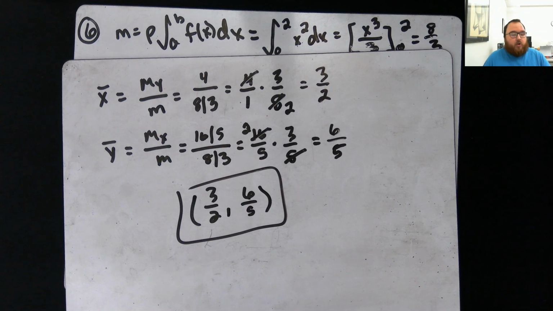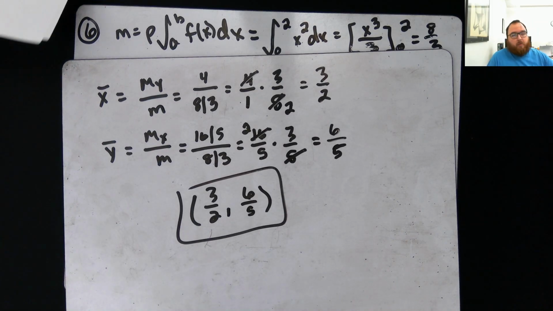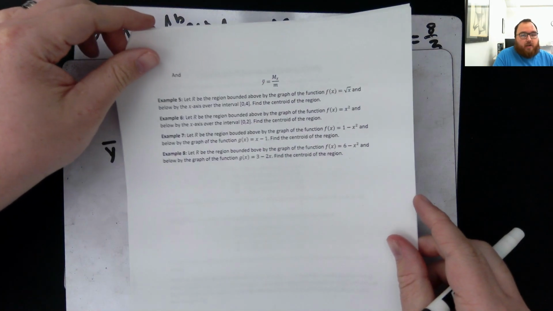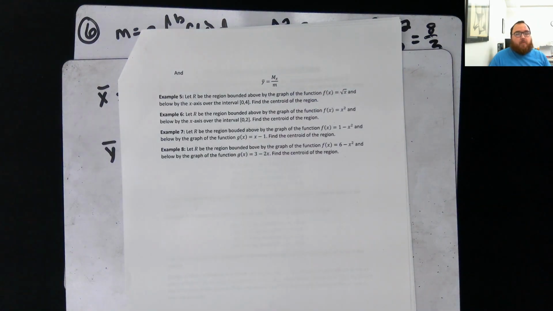Let's do some that are going to require a little bit more work, and let's explain why they require a little bit more work. Still aren't bad, but just require a little bit more. Example number 7. Let R be the region bounded above by the graph of the function f of x equals 1 minus x squared, and below by the graph of the function g of x equals x minus 1.